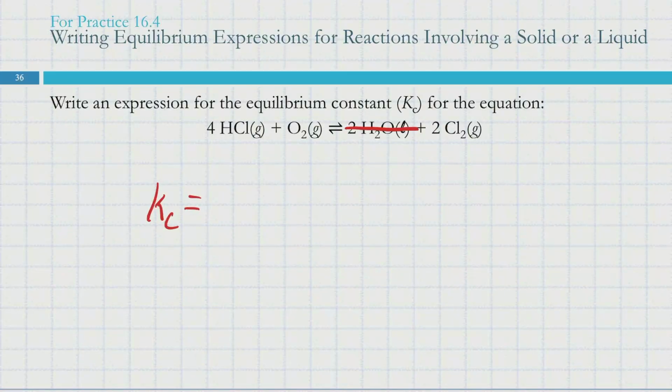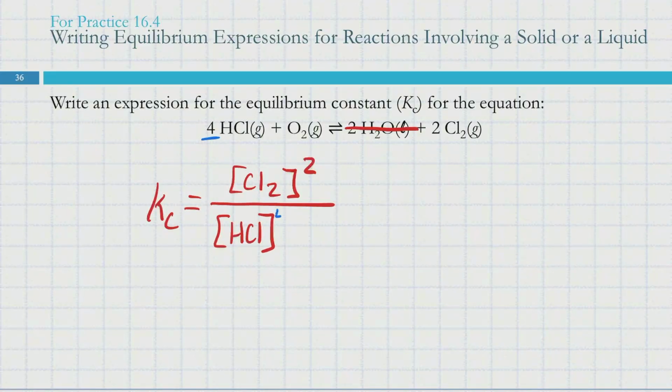And we do products over reactants. So we've got chlorine gas on the top with a superscript of 2, so concentration of chlorine squared. And then on the bottom, we've got our reactants, hydrochloric acid raised to the 4th power times the concentration of oxygen.